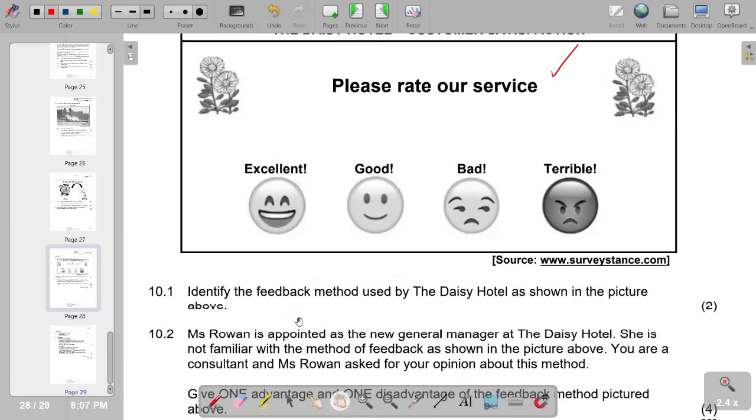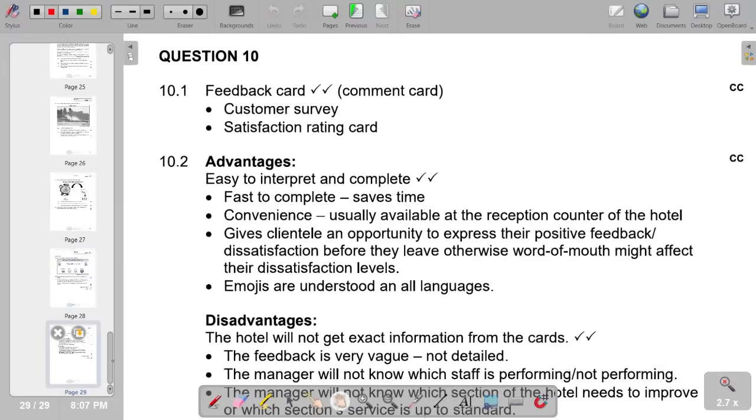And then on the first part, identify the feedback method used by the Daisy Hotel as shown in the picture above. Of course, this is a satisfaction rating card. A satisfaction rating card is indicated in the answer section. A satisfaction rating card, you can also call it a customer survey or a feedback card. So we move on to the next part.